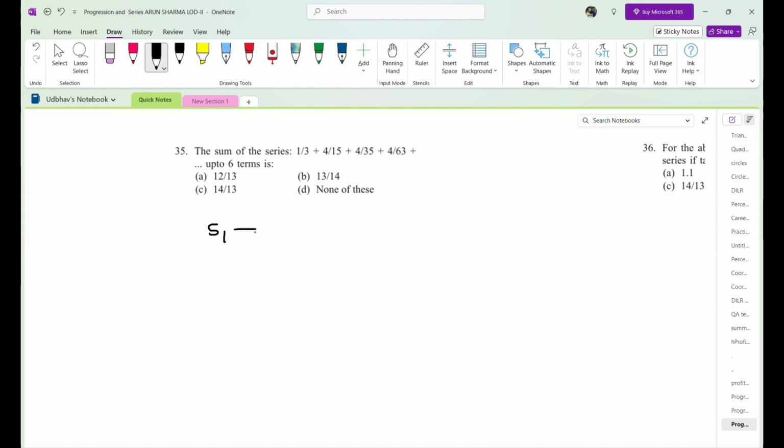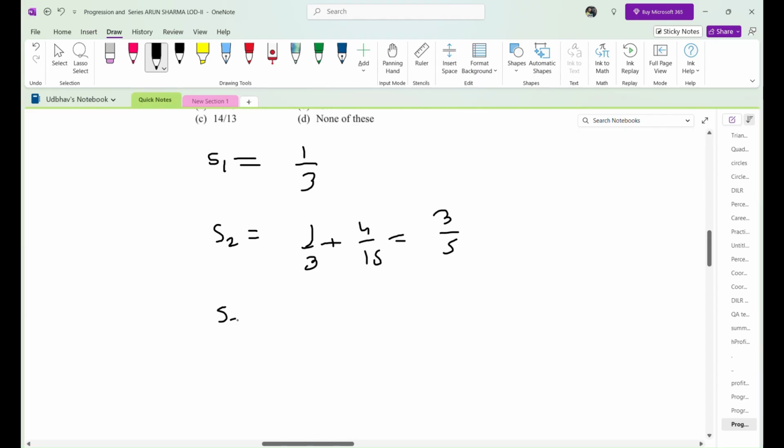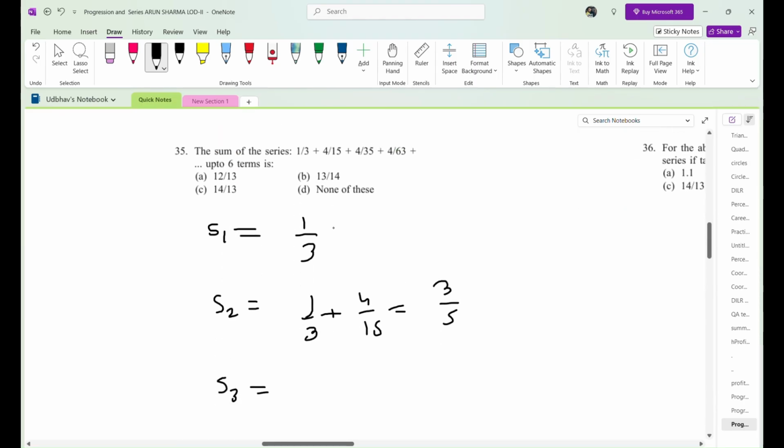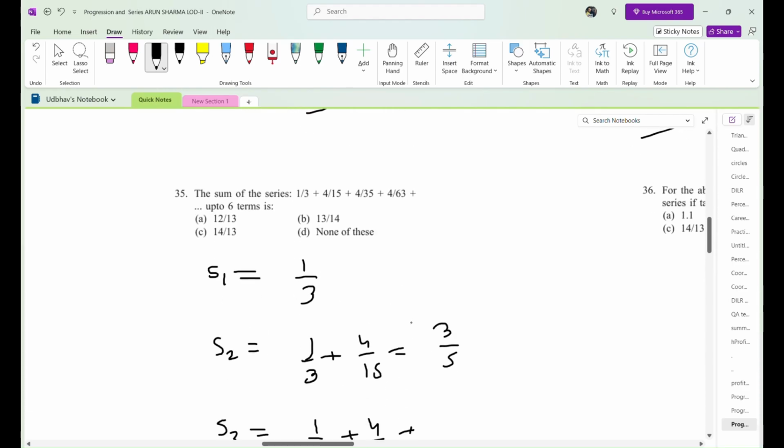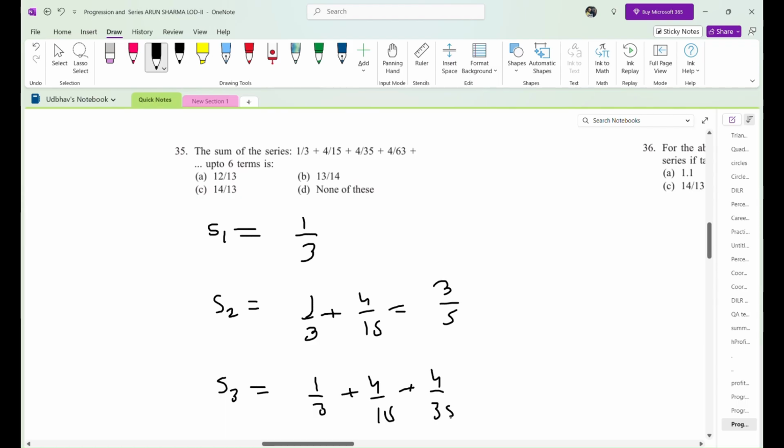The sum of first term is 1 upon 3. Sum of second term is 3 upon 5. Sum of third term, sum of first 3 terms, 1 upon 3 plus 4 upon 15 plus 4 upon 35, 5 upon 7.